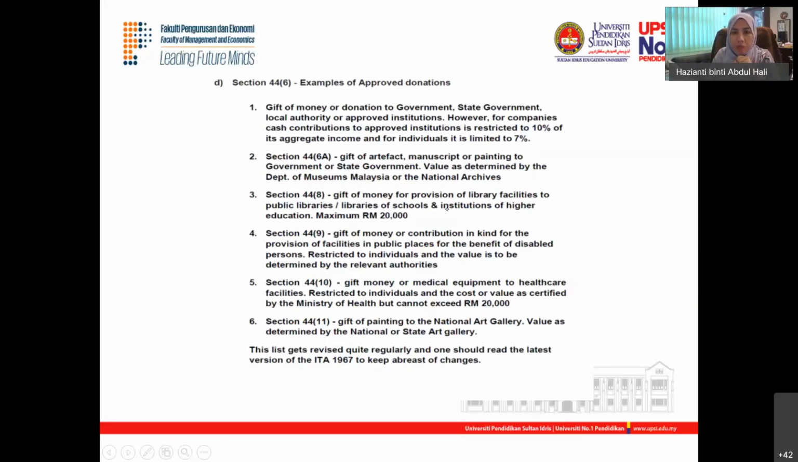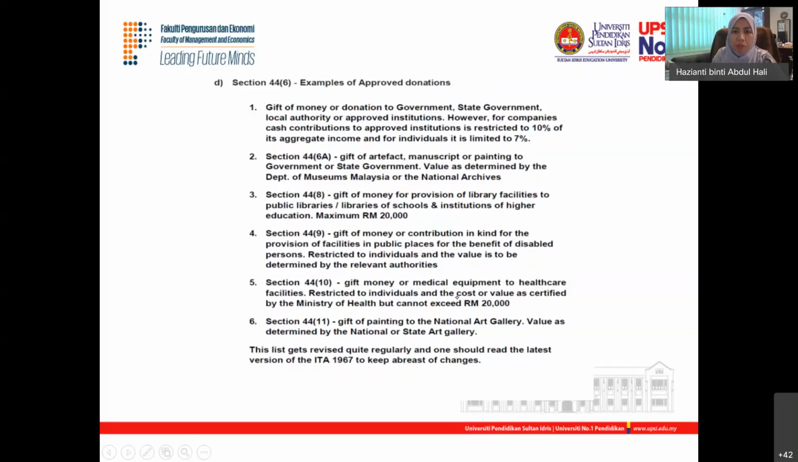Give or money for provision of library facilities. Okay, nak sumbang dekat library, maximum 20,000. Nak sumbang dekat library dekat sekolah, library dekat university, you can donate, but the maximum is only 20,000. Give or money or contribution to public places for the benefit of disabled person. Okay, ini pun approved juga, approved donation.